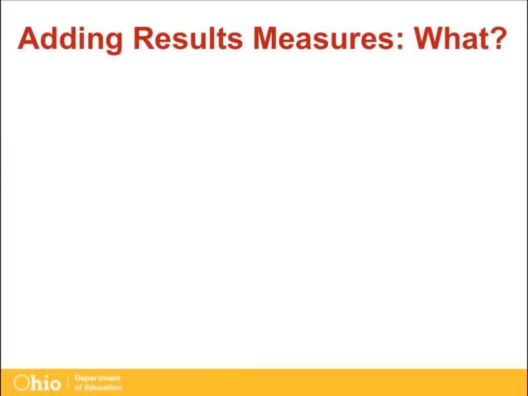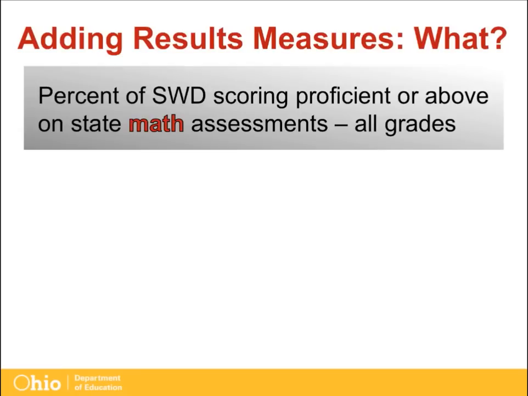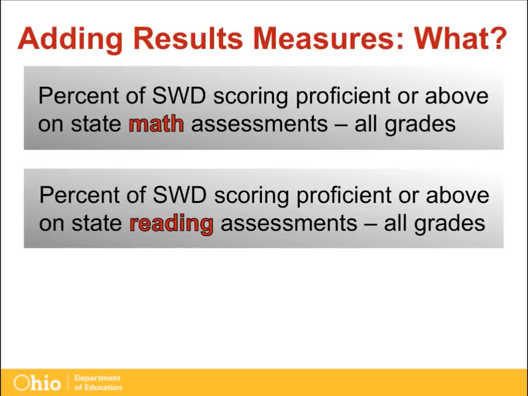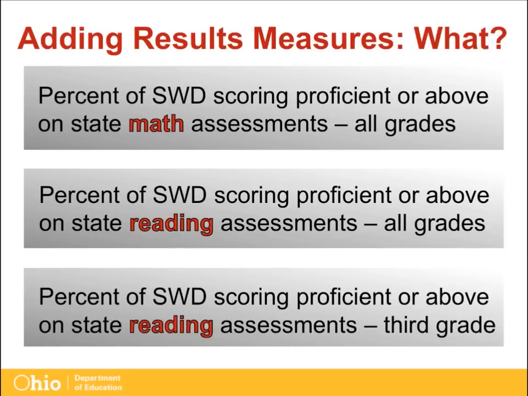The results measures that will be included are the percent of students with disabilities scoring proficient or above on state math assessments across all grades, the percent of students with disabilities scoring proficient or above on state reading assessments across all grades, and the percent of students with disabilities scoring proficient or above on the state's third grade reading assessment. The last measure gives extra weight to third grade reading proficiency because improving early literacy outcomes is the focus of our state systemic improvement plan.